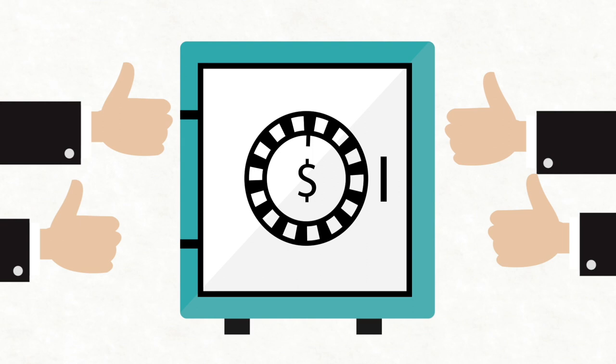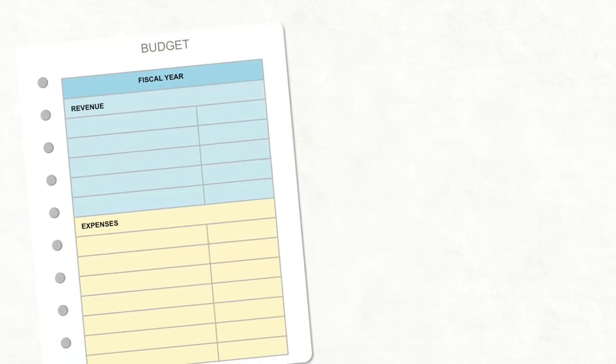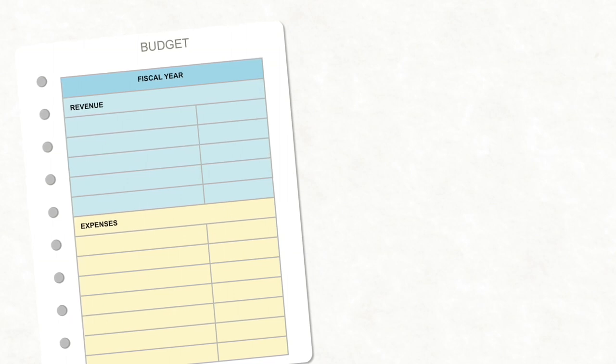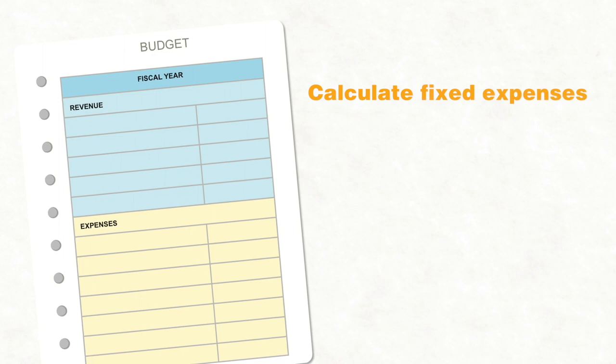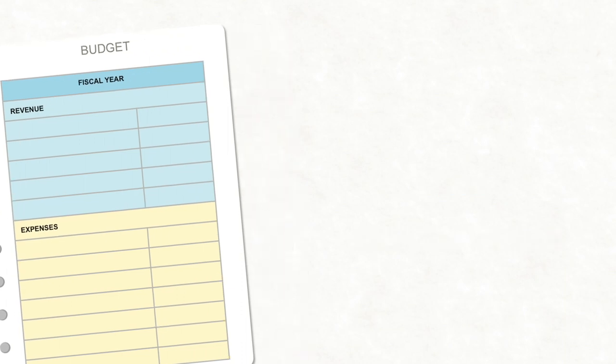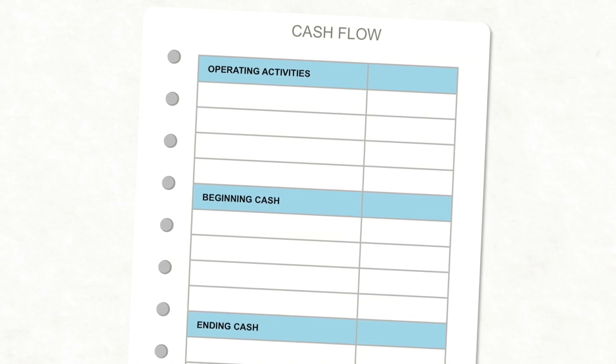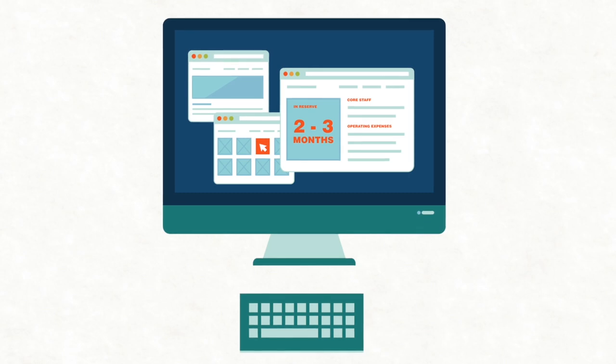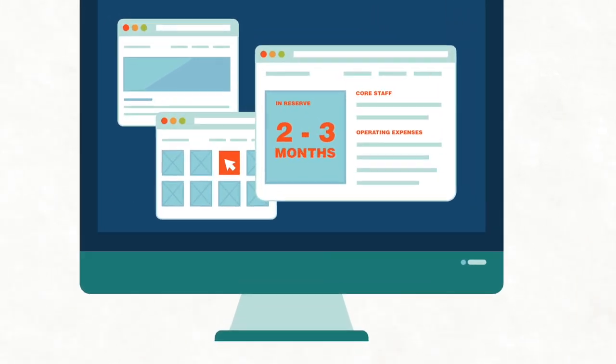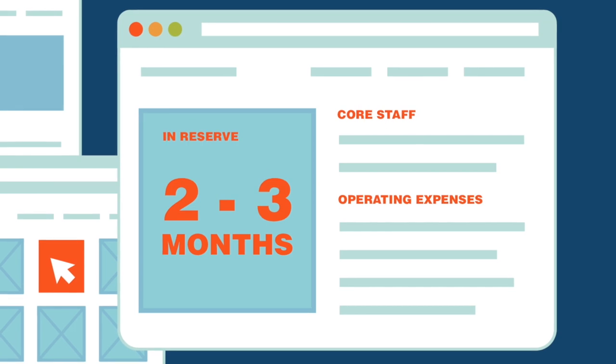Once you've identified the reason or reasons to have some money in reserve, you can calculate how much your reserves need to be. If your reserves are for unforeseen expenses or cash shortfalls, we recommend starting with your annual budget and calculating fixed expenses such as payroll and operating expenses. If you haven't created a cash flow projection, now would be a good time to do that too. Then you'll have a better idea what must be paid over the next few months or year. For the purposes of reserves, it's generally a good idea to have enough in reserve to continue funding core staff and operating expenses for 2 to 3 months.